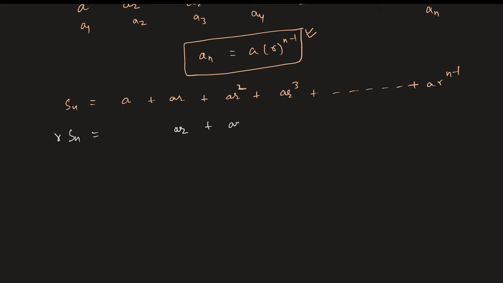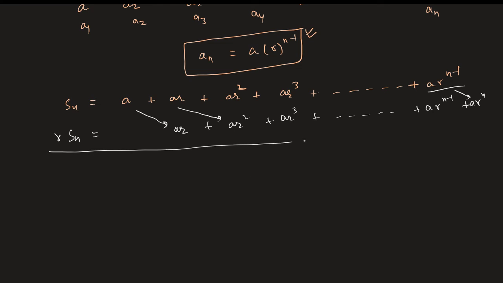So instead of writing it over here, I'm just writing it one step ahead, ar. This would be ar square. Means I have written this over here, multiplied by r. Similarly, this would come over here, ar cube, and so on. There would be a term ar to the power n minus 1, plus there would be a term ar to the power n, because when you multiply the last term by r, you will get this. Now what I will do is subtract this from the above equation. Now this would be Sn minus r times Sn.